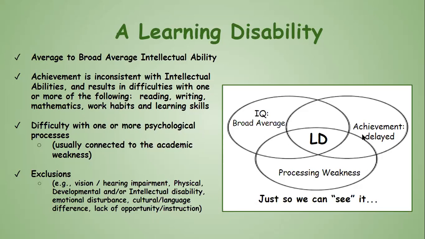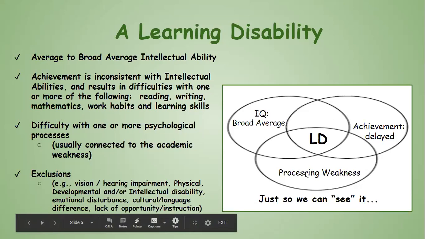So if we have delayed achievement or academics, we have to ask why. Why is that child not performing to their potential? And this is when we look at processing weaknesses. Psychological processes or processing weaknesses are the cause of the academic delay. So we're often looking for areas that impact the achievement.